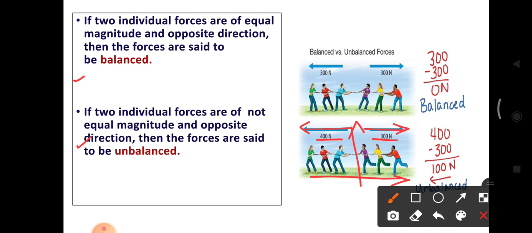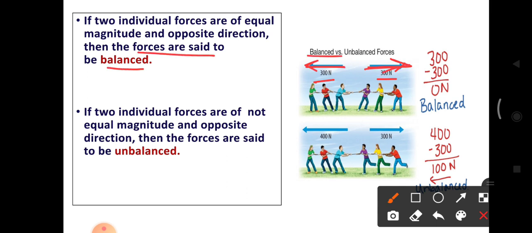So see the definition. If two individual forces are of equal magnitude and opposite direction, then the forces are said to be balanced force. If two individual forces are of not equal magnitude and opposite direction, then the forces are said to be unbalanced force.